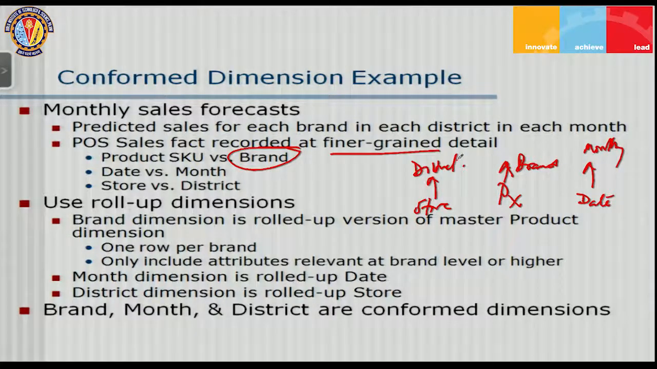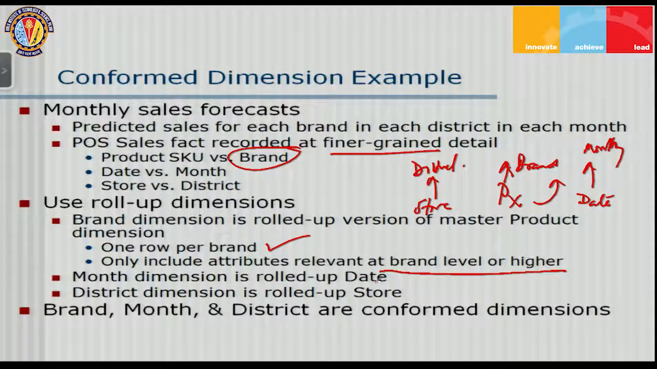So the brand dimension is a rolled-up version of the product dimension. You can see brand to product: one row per brand in the analysis, and only include attributes relevant to brand level or higher, right? As I told you, whatever applies at the product level may not apply at the brand level. And the month dimension is a roll-up of date.